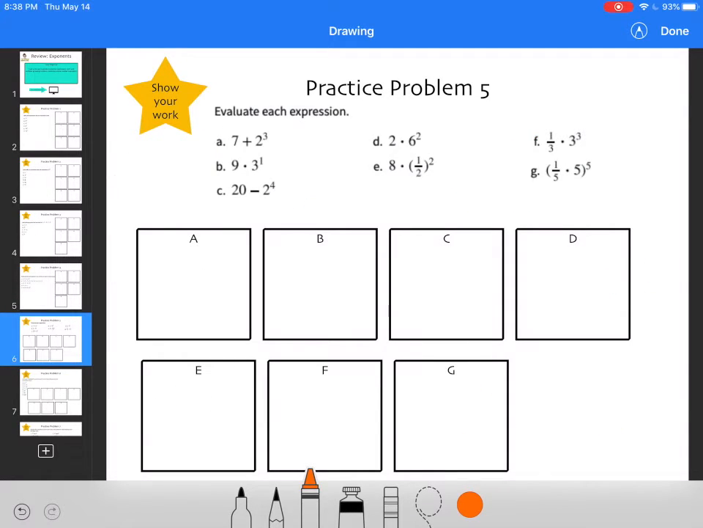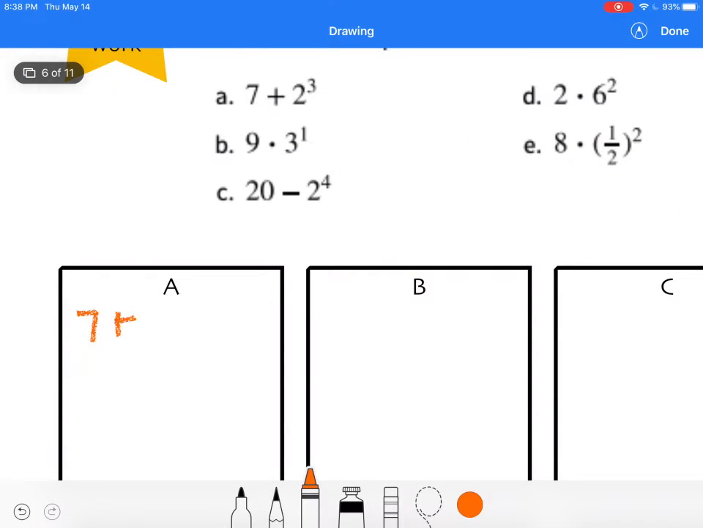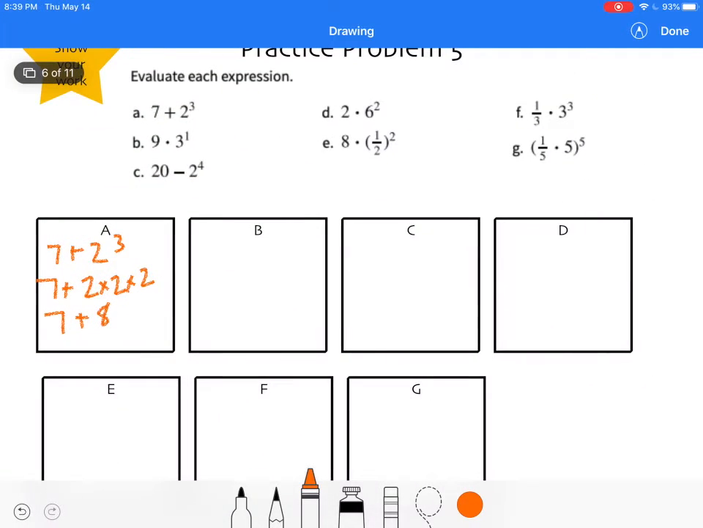Evaluate each expression. So I have to 7 plus 2 to the third power. So 7 plus 2 times 2 times 2. So order of operations is going to come into play. So I have to multiply before I add. So 2 times 2 is 4. 4 times 2 is 8. So 7 plus 8 is going to be 15.